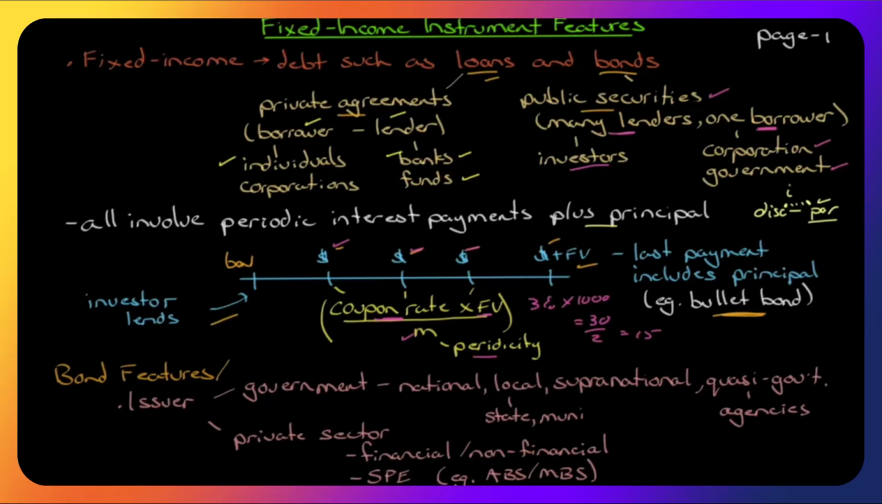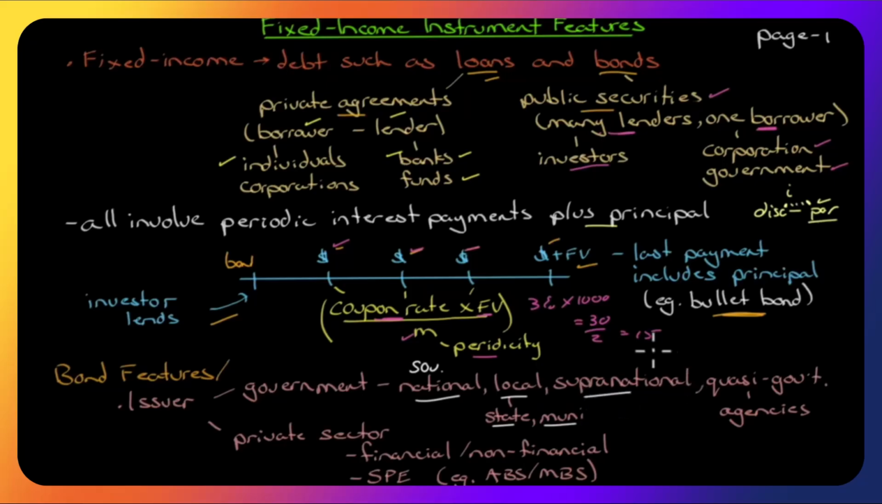Let's look at bond features. First feature we'll look at is the type of issuer, the type of bond you're buying. Are you buying a government bond or are you buying a private sector bond? For government bonds, we have bonds at the national level, which are called sovereign bonds. But there are governments at different levels in every country. Local government, that's state and municipality. If you are in a country like mine, like Canada, we don't have states, we have provinces.